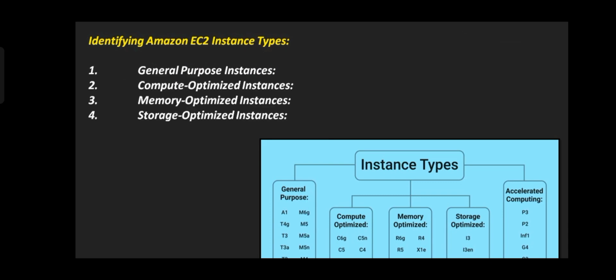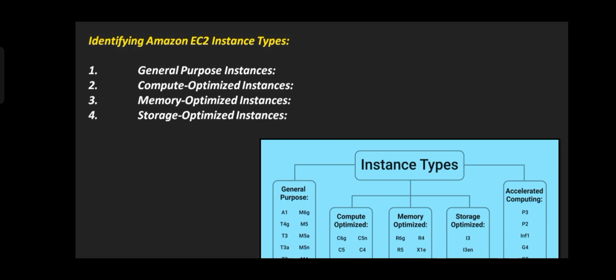Actually, diversity in workloads demands diversity in instance types. Amazon EC2 provides a plethora of instance types that are tailored to specific use cases. So what are the points we have to talk about now? Starting from general purpose instances: balanced compute, memory, and networking resources that are very suitable for a variety of applications.